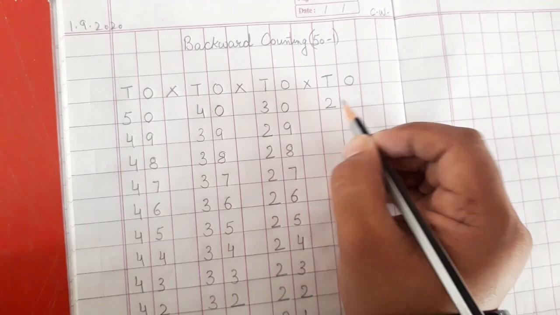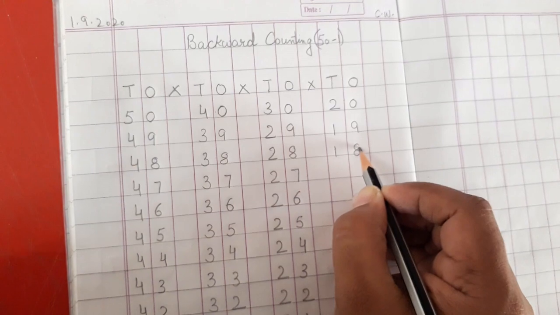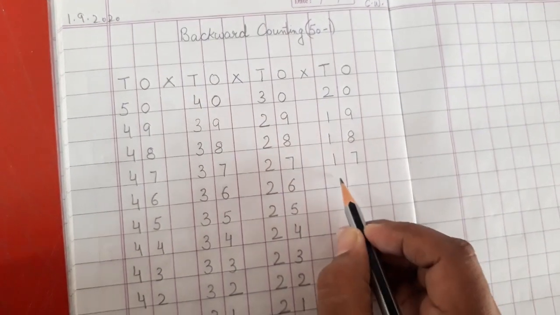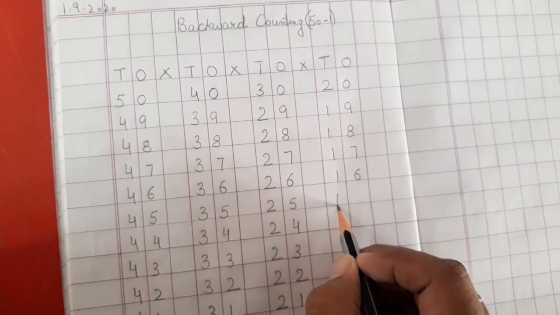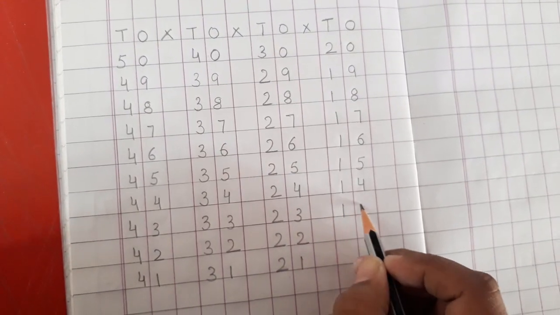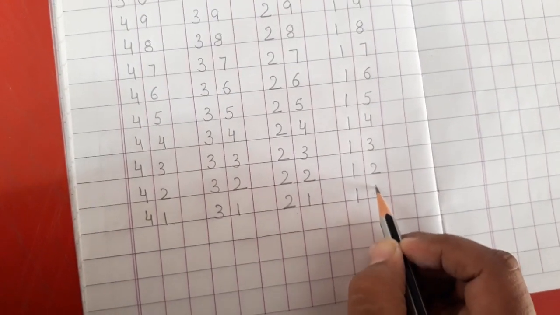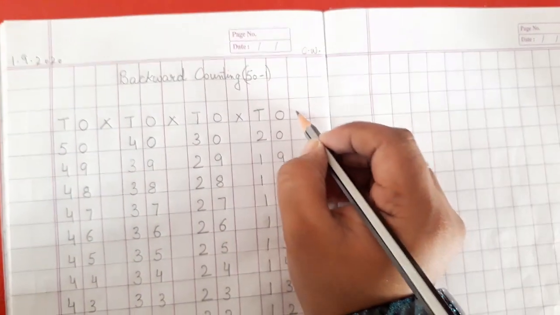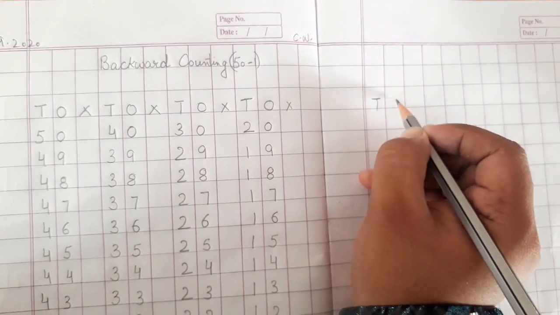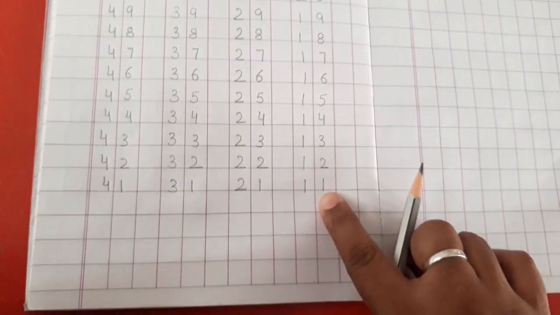So let us see. 20, 19, 18, 17, 16, 15, 14, 13, 12, 11. Clear? Because we are not left with space, now we will go to the adjacent page and we'll put a cross, and now here I am going to write tens and ones again. Clear all? Because now here we are completed with 11.